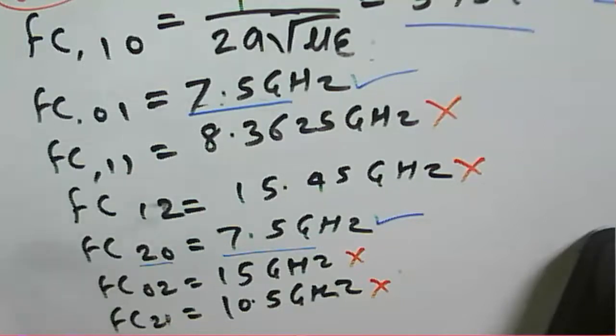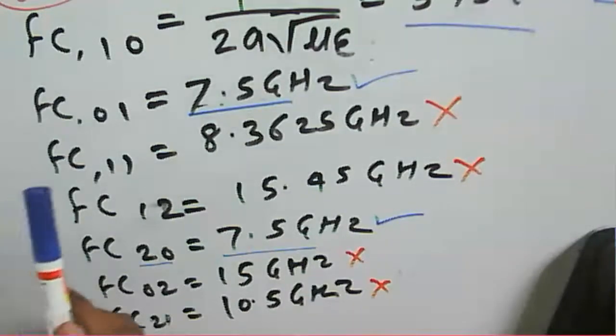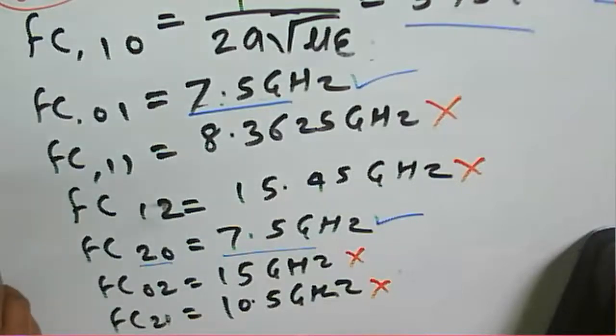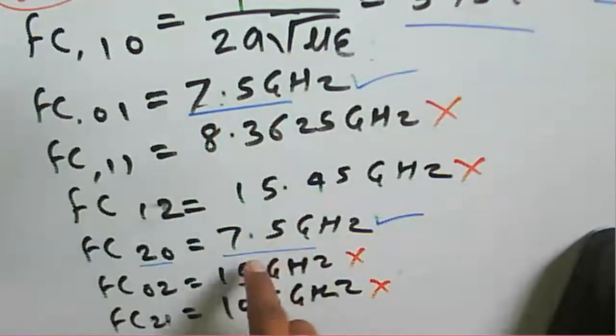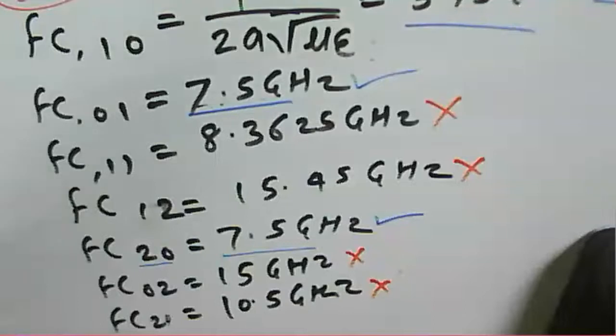So from this, we can say that these are the modes that can be used to transmit the 8 GHz frequency signal, because they have a lowest cutoff frequency below 8 GHz. Because of that, they will allow the signal to propagate through the waveguide. These are the modes with the lowest cutoff frequency, this one and this one. So these are the modes that will allow the signal to propagate through the waveguide.